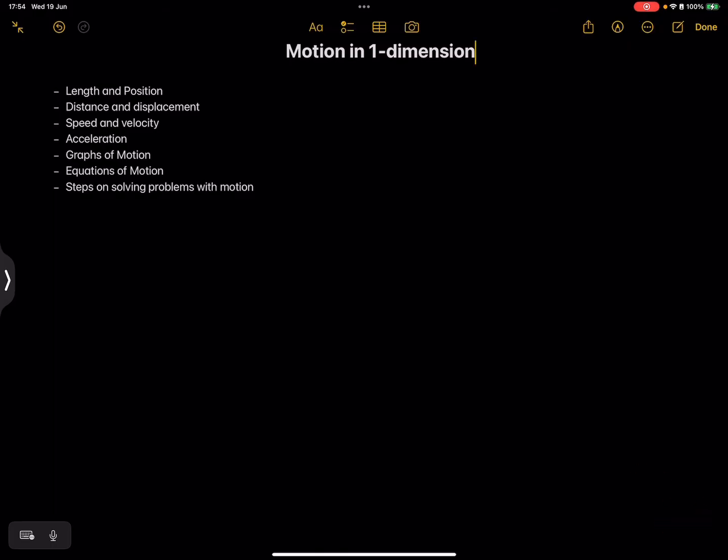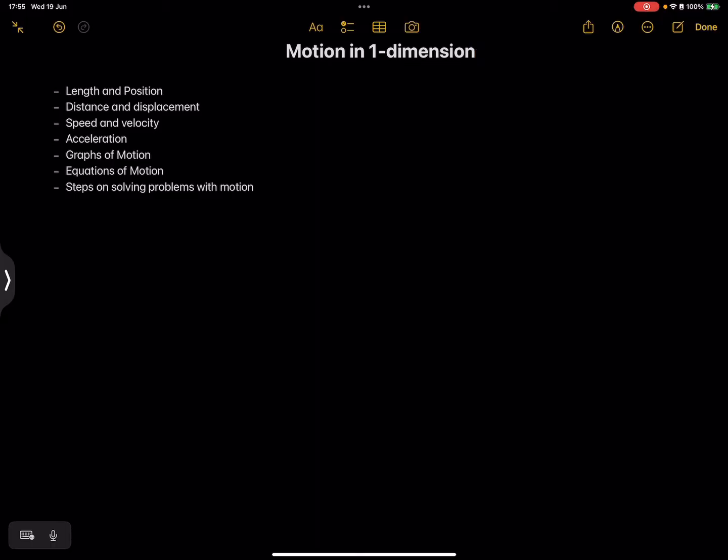All right, so let's get into it. So by the end of this lesson, I want us to have touched on length and position, right? That's why I wrote them down there. I want us to have touched on distance and displacement, speed and velocity, as well as acceleration, right? So it will be quite a bit of a series. I will also cover graphs, but it will be on a separate video, equations of motion and the steps of solving those equations. Now let's get right into it.